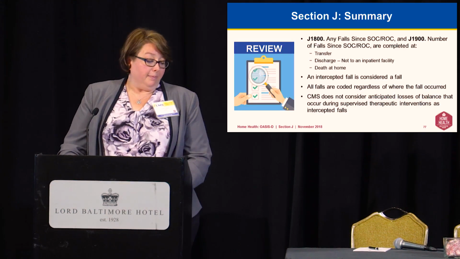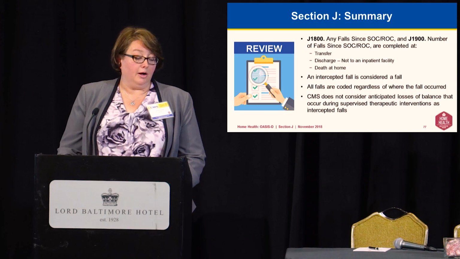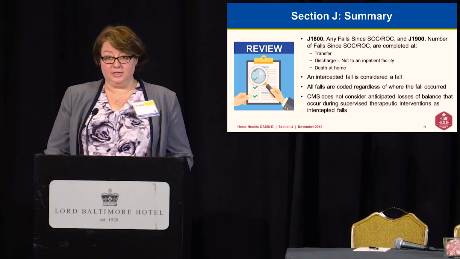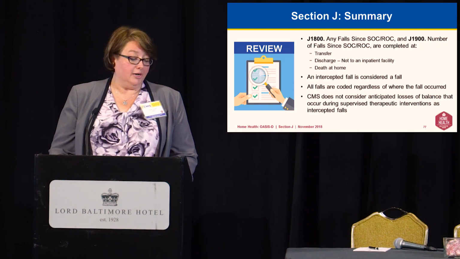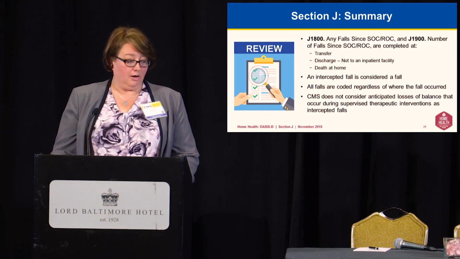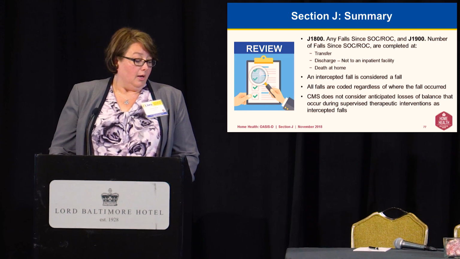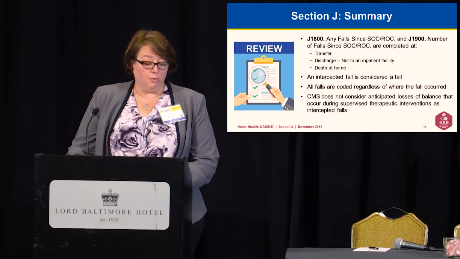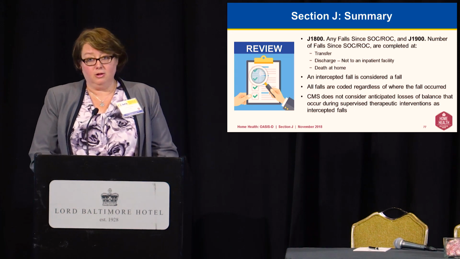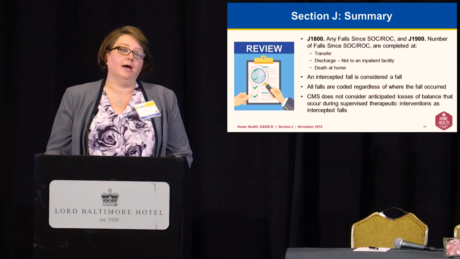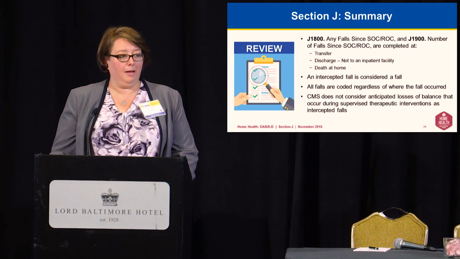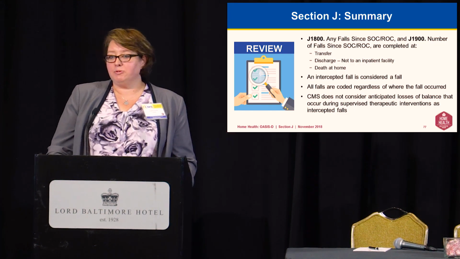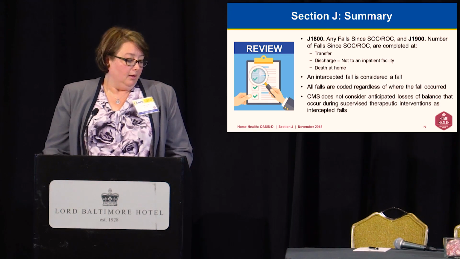Okay, so in summary, J1800, any falls since SOC/ROC, and J1900, the number of falls since SOC/ROC, are completed at transfer, discharge not to an inpatient facility, and death at home. An intercepted fall is considered a fall, and falls are coded regardless of where the fall occurred. You got to think about that, because sometimes our falls are happening when the patient goes and sees the doctor, right? So how are we capturing that? Are we capturing that?